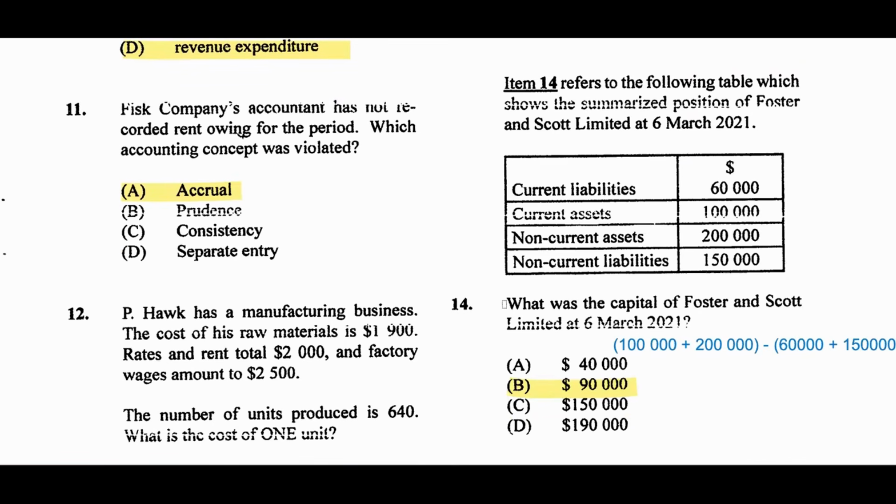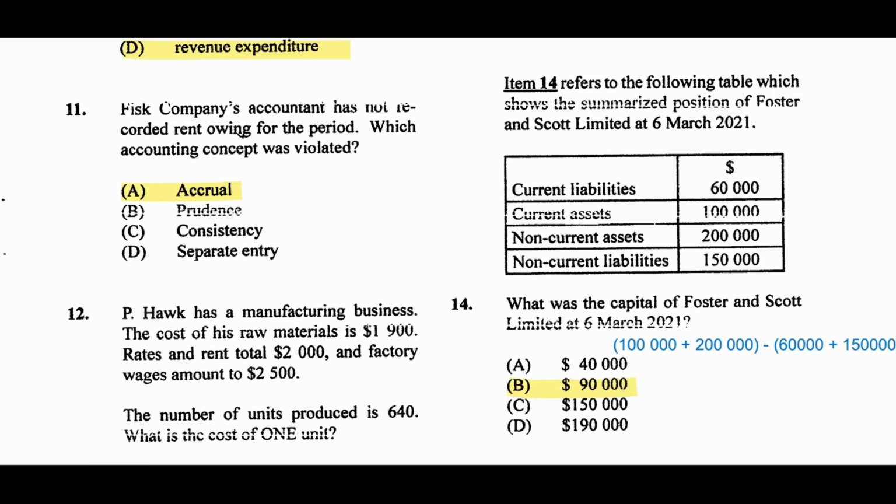If we read the requirement below, we'll see exactly what the question is asking us. What is the capital of Foster and Scott at 6 March 2021? All right, item 14 refers to the following information. We do have current liabilities, current assets, non-current assets, and non-current liabilities. To work out our capital, it will simply be our assets minus our liabilities.